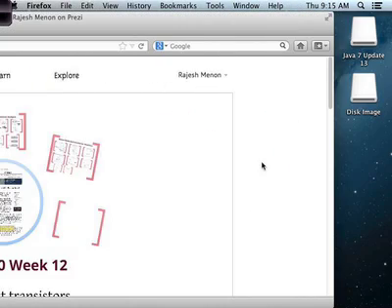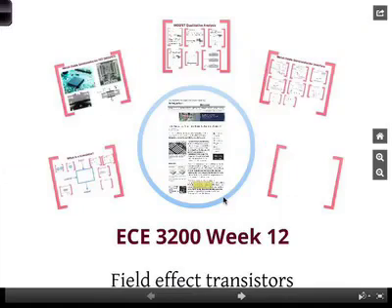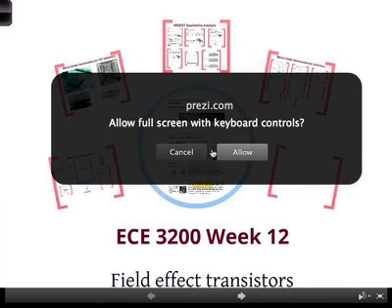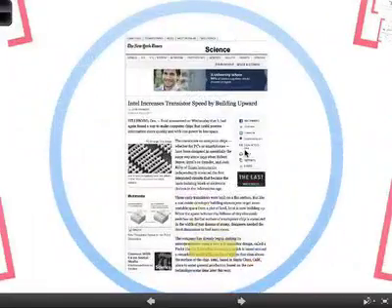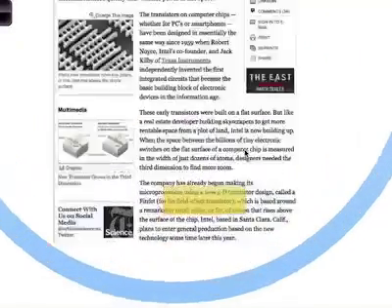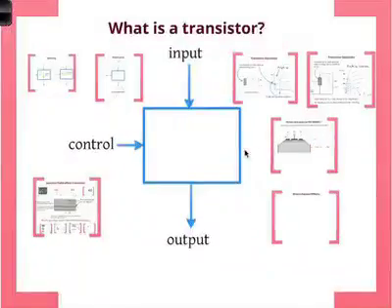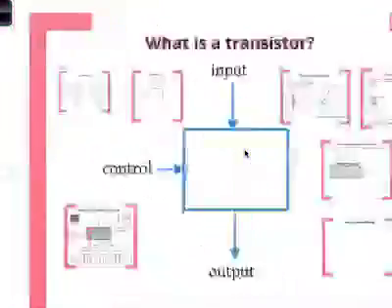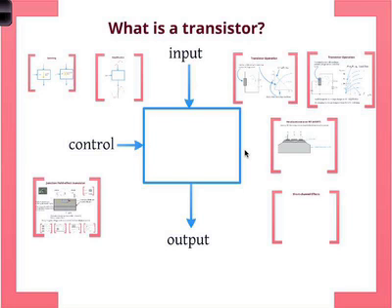So last class we talked about the simplest kind of transistor, the junction field effect transistor. So the idea was, very quickly, a review. A transistor is a three-terminal device. You have an input, you have an output, and you have some sort of control. Okay, so that's the basic idea.